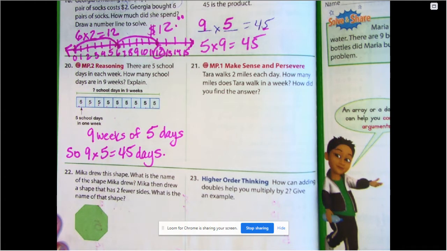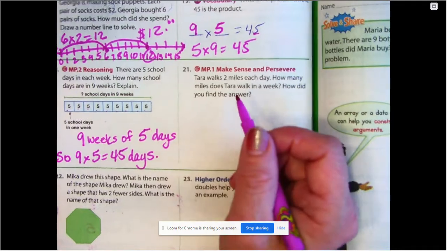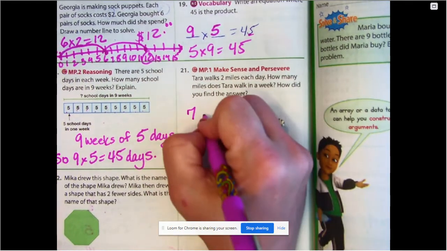All right. Go ahead and get everything written down. Number 21 says, Tara walks 2 miles each day. How many miles does Tara walk in a week? How did you find the answer? So, how many days are in a week? We know there are 7 days in a week.